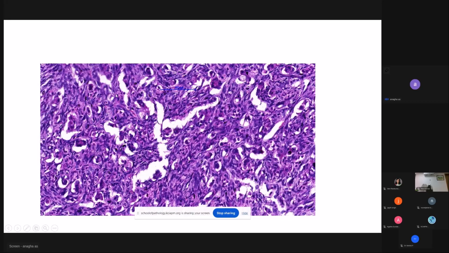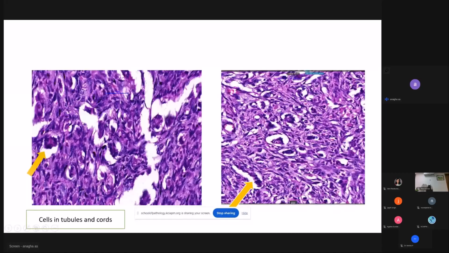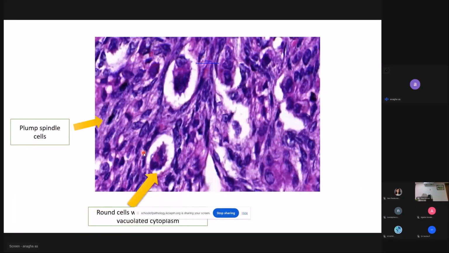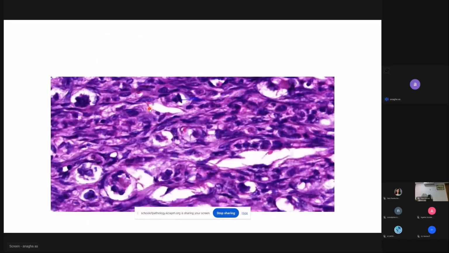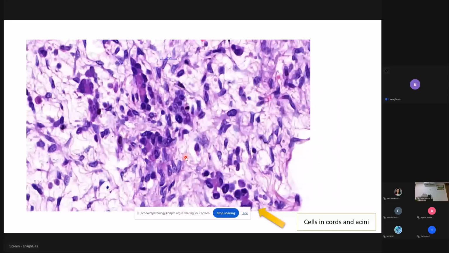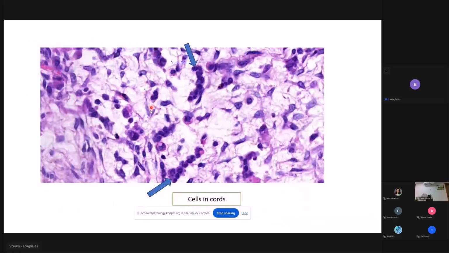Here you can see plump spindle cells. This is the higher view. Here also you can see cells are in tubules and also in cords. Again, you can see round cells with vacuolated cytoplasm and also surrounded by plump spindle cells. This is seen from a different area. On focusing on the lower area, you can see dark cells arranged in acini and also in cords. Here also you can see cells are arranged in cords.